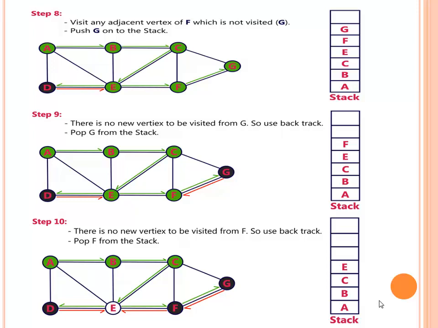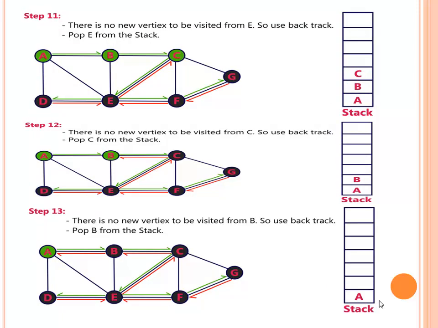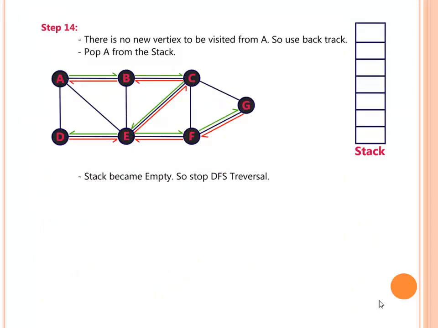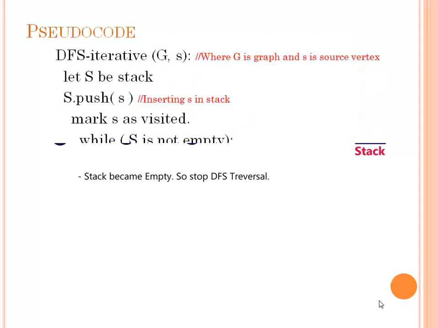Now E is on the top of the stack and there is no new vertex to be visited from E. So use backtrack and pop E from the stack. Now C is on the top of the stack and there is no new vertex to be visited from C. So pop C from the stack. Similarly, there is no new vertex to be visited from B. So pop B from the stack. Now A is on the top of the stack and there is no new vertex to be visited from A. So use backtrack and pop A from the stack. Now the stack becomes empty. So stop the DFS traversal.